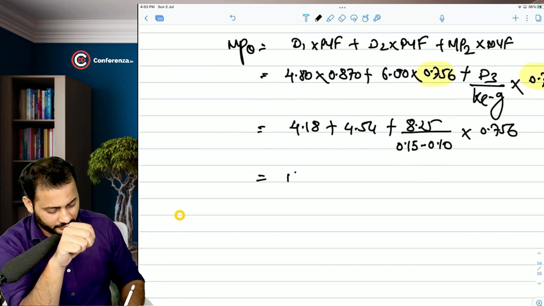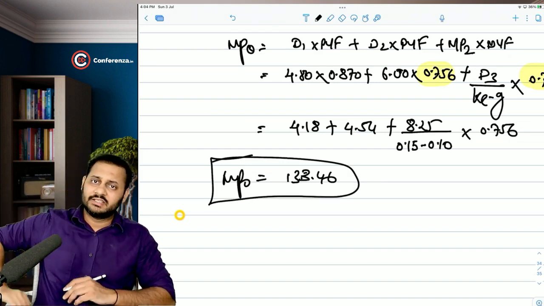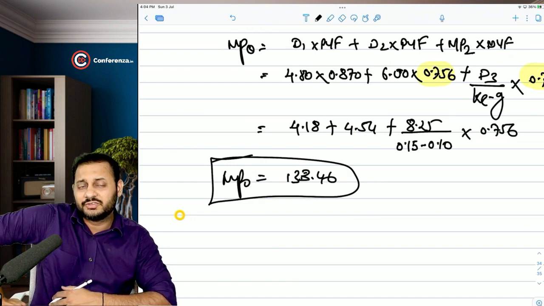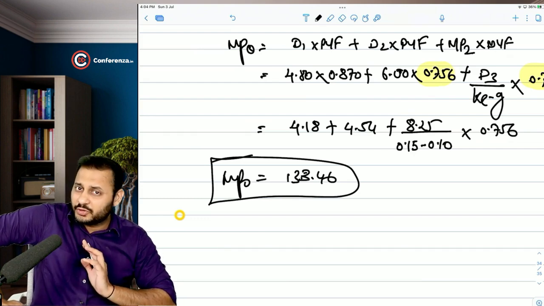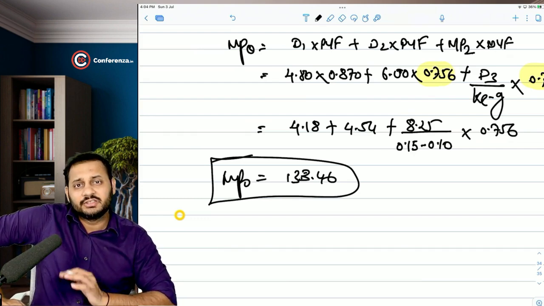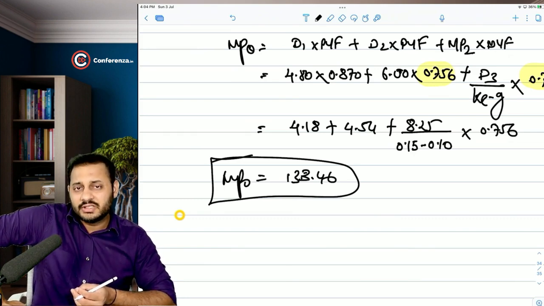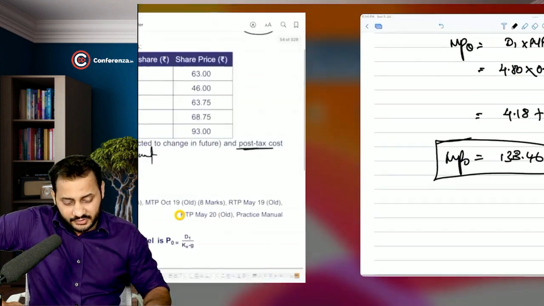It comes to 133.46. The concept was the same as seen in the previous question. It was the two-stage dividend discount model. The first stage was of 2 years. The second stage was of perpetuity. For the first stage, the growth rate was 25%. For the second stage, it was 10%. Only a couple of things were additional in this question that we have already dealt with.